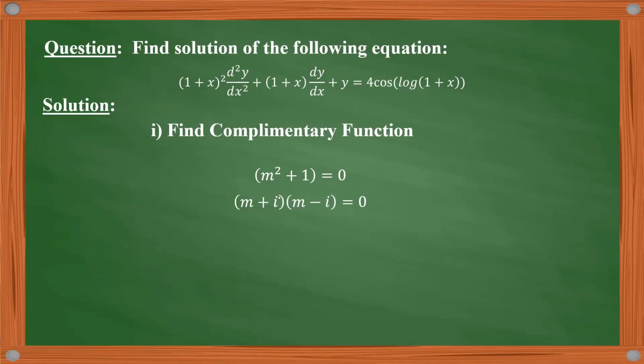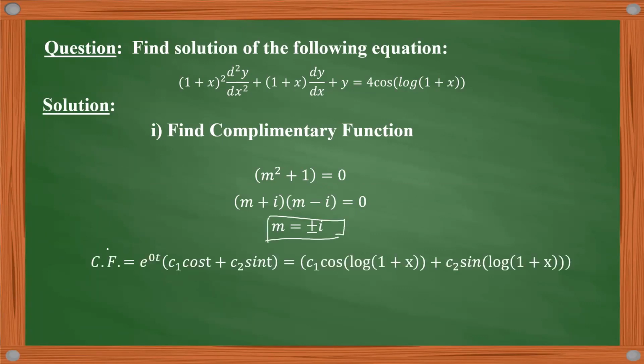Just factorize it, or we can directly write its roots. So its roots are plus or minus i. So it is a complex pair of roots. So its complementary function will be given by e^(αx). In this case, α is equal to 0 and β is the imaginary part, and that is 1. So our complementary function will be e^(0t) (c1 cos t + c2 sin t).